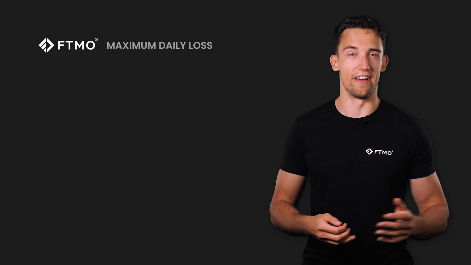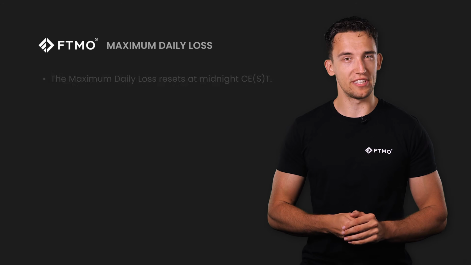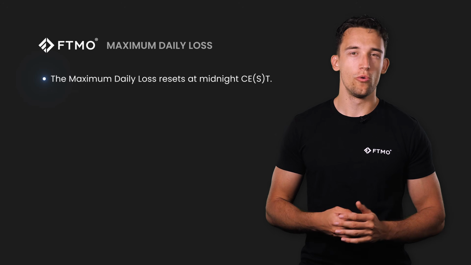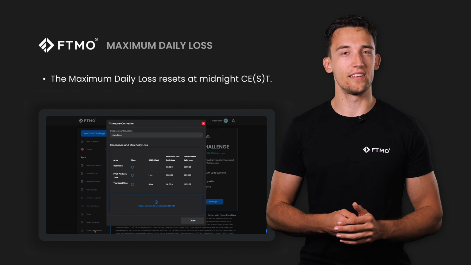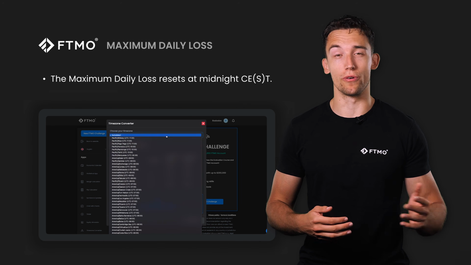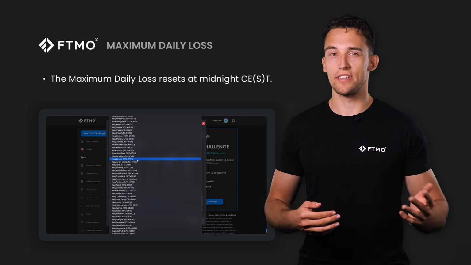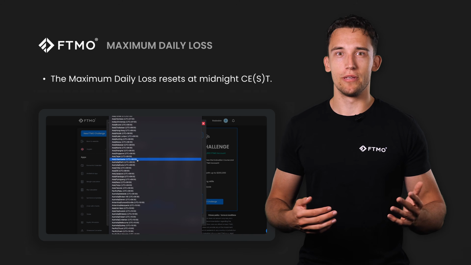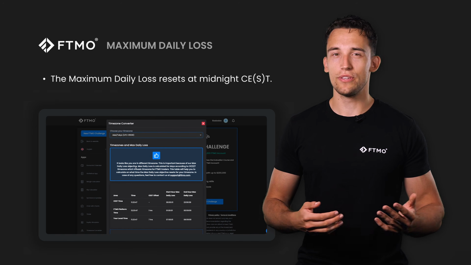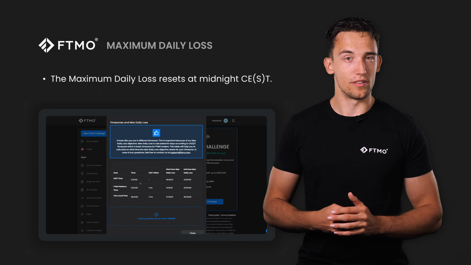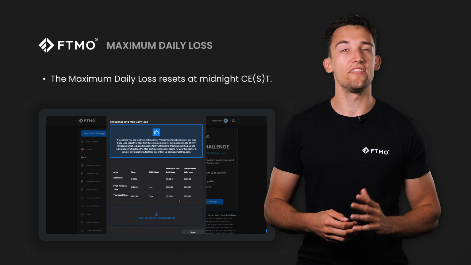So, let's summarize the facts. The maximum daily loss resets at midnight CEST, which means you should use the FTMO time zone converter to know when exactly the max daily loss resets in your local time. So let's open the time zone converter here and let's randomly pick Tokyo time, which is GMT +9. Now, as we can see, the maximum daily loss limit will reset exactly at 7 a.m. Tokyo time.